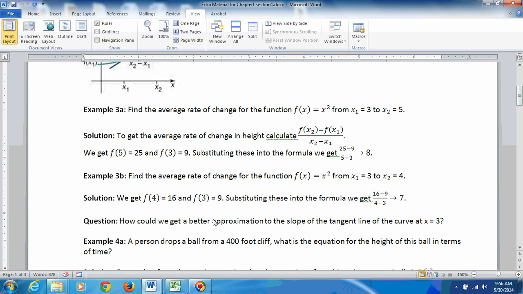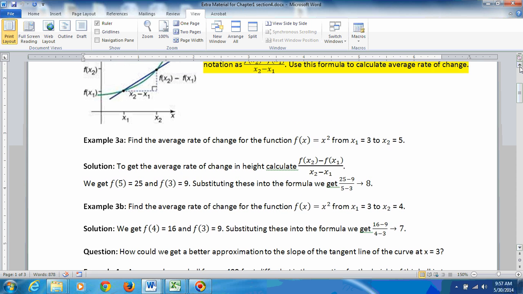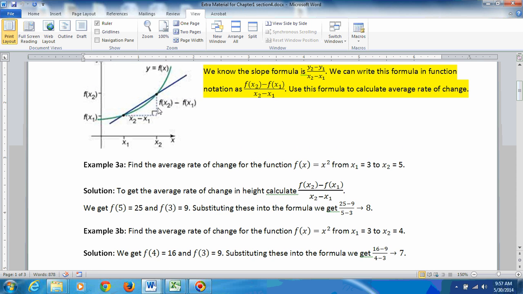And the question here is, how could we get a better approximation for the slope of the tangent line of the curve at x equals 3? Well, see here at the top, we did the slope of the secant line from 3 to 5. Then we did from 3 to 4. If you want to get the slope of the tangent line, the line that hits the curve in only one point, well, the closer the 2 points should be together.